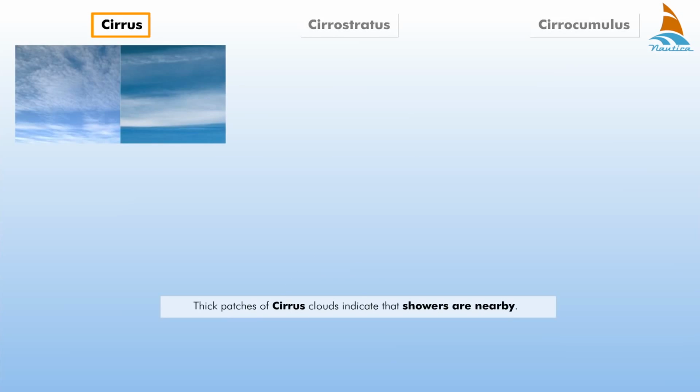Cirrus clouds are thin, wispy clouds composed predominantly of ice crystals. Thick patches of cirrus clouds indicate that showers are nearby. Cirrus clouds that are shaped like commas indicate that a warm weather front is coming.